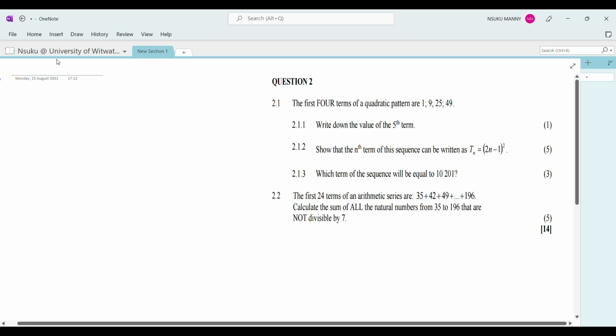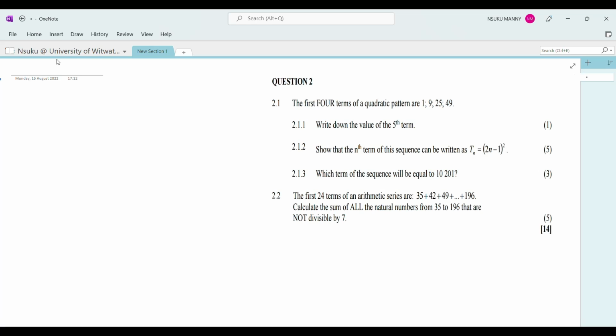So 2.2 says the first 24 terms of an arithmetic series are 35 plus 42 plus 49 plus all the way up to 196. They say the first 24 terms, so n, in other words, will be 24. Our first term will be 35 and our last term will obviously be 196. Those are the first clues they gave us.